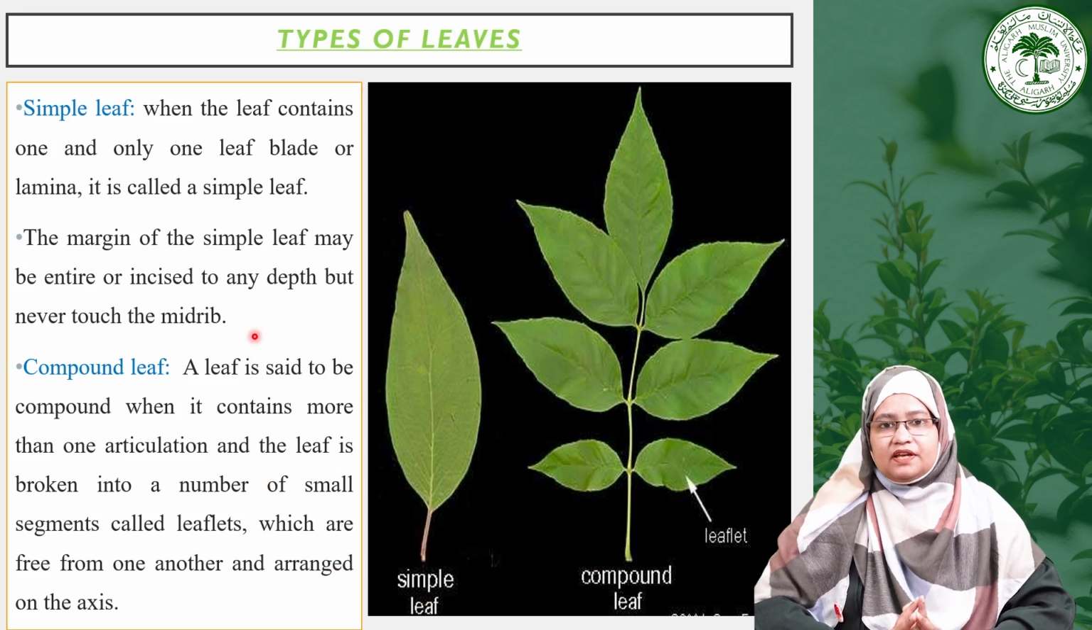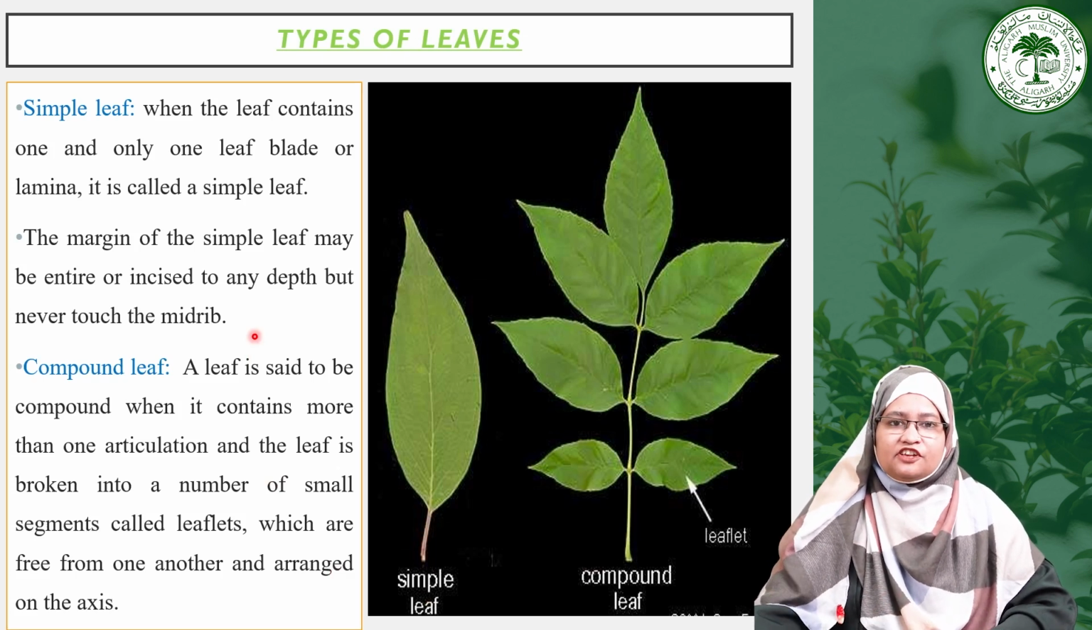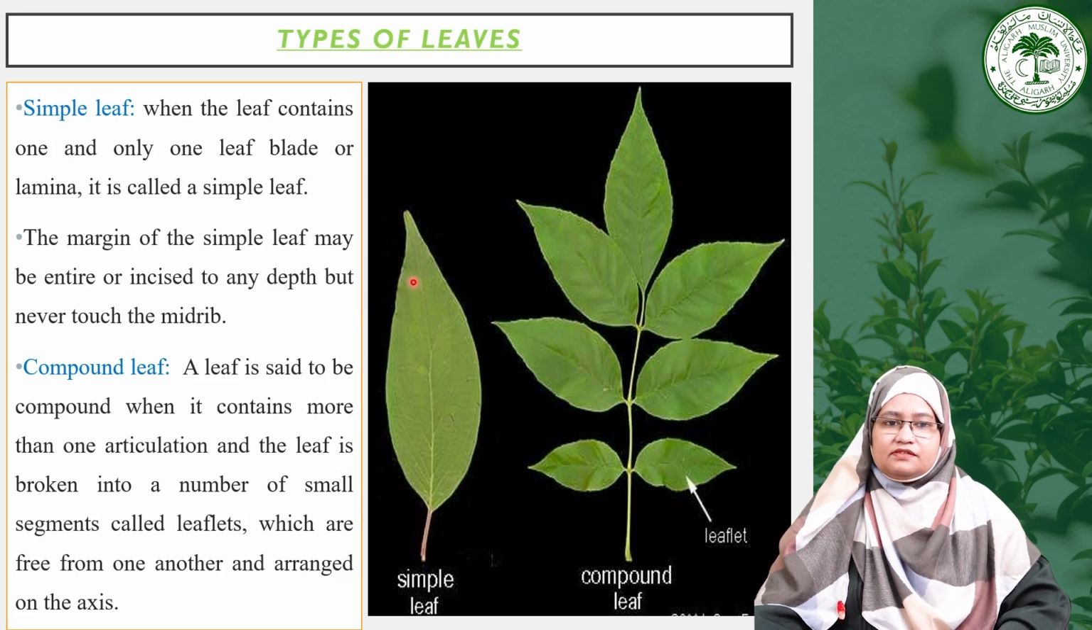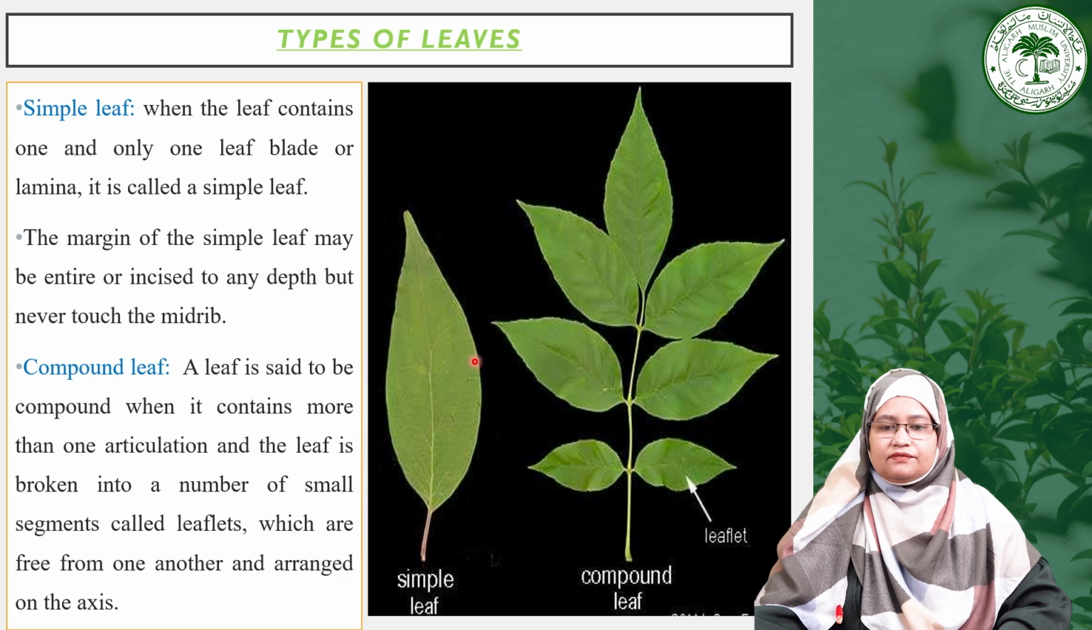Now the types of leaf, as we have discussed earlier, there are two types of leaf, simple leaf and compound leaf. A simple leaf is when the leaf contains only one leaf blade, as you can see here. This type of leaf is called a simple leaf, and you can see the margin of the leaf is entire, and this particular leaf has one midrib, as you can see here.